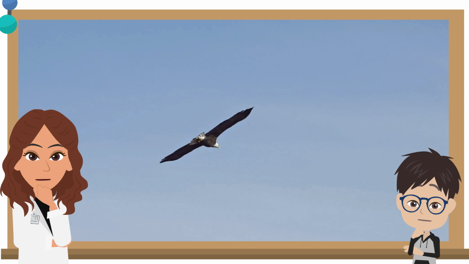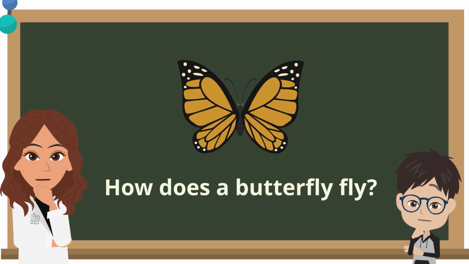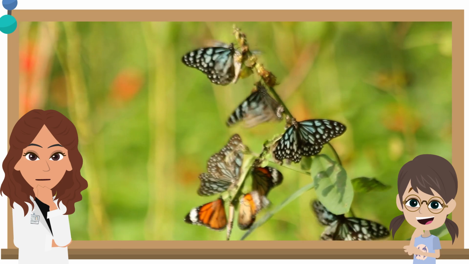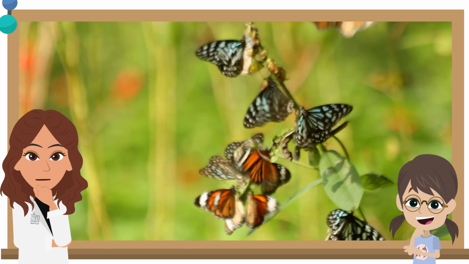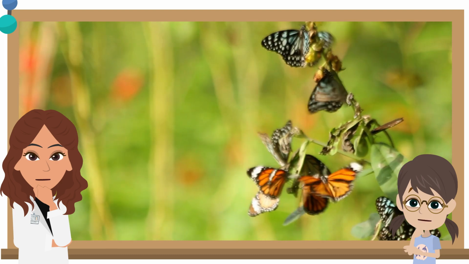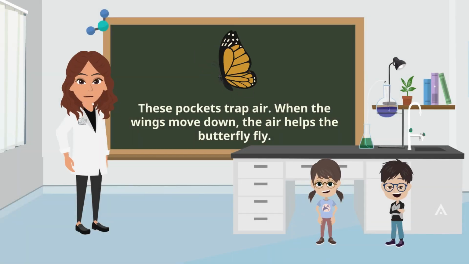Yes, that's right. What about butterflies? How do they fly? How do these butterflies move their wings? The butterflies clap their wings when they fly. When they move their wings up, the wings bend and form an air pocket. Yes! These pockets help trap air. When the wings move down, the air helps the butterfly fly.